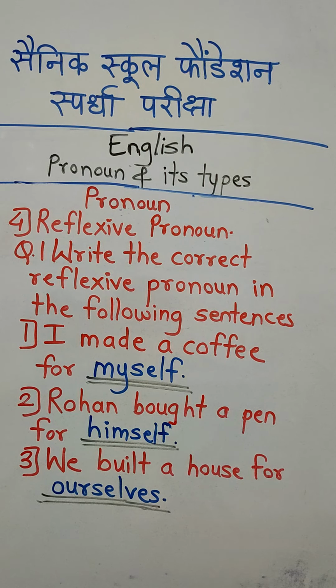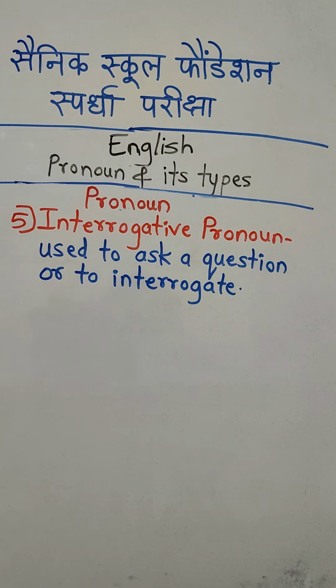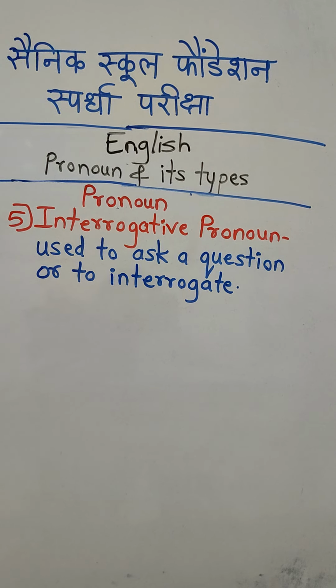Now we will learn the fifth type of pronoun, that is the interrogative pronoun. An interrogative pronoun is a pronoun that we use to ask a question. That means we want to know about something, so we ask a question. That means to interrogate. For example, police do investigations. In their investigation, they interrogate people and ask questions. This process is called interrogation. And this is nothing but the interrogative pronouns.